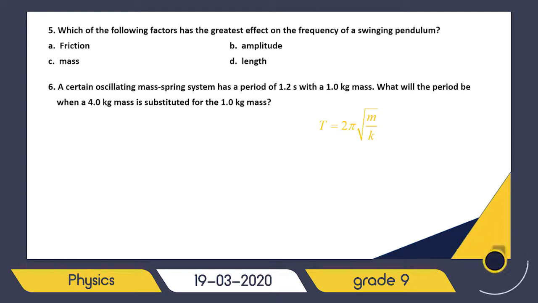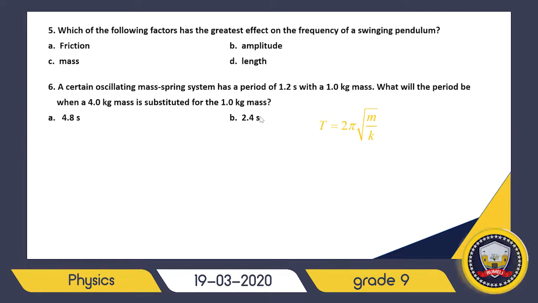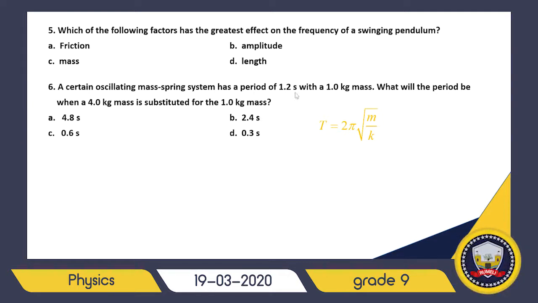If M increases 4 times than the original one, 4 under the square root equals, yes, 2. The square root of 4 equals 2. Then the value of the period will be doubled. 1.2 seconds will become 2.4 seconds. Why? Because 4 under the square root becomes 2. Twice the value of 1.2 seconds equals 2.4 seconds.